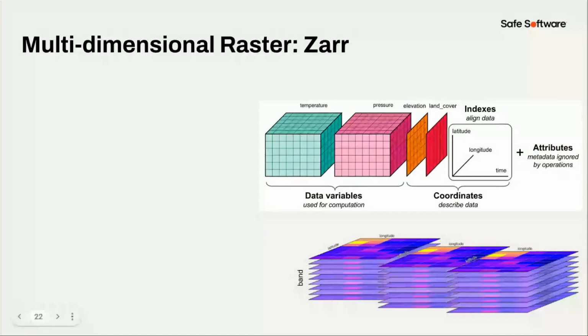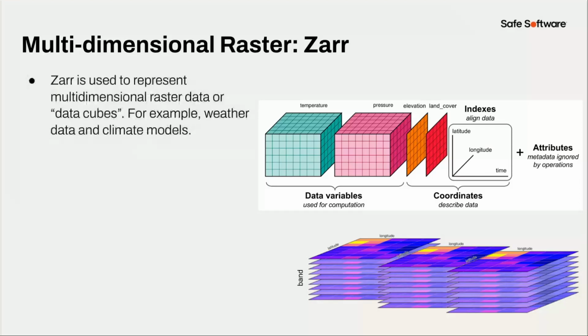And then if you have multi-dimensional rasters, you can use something like ZARR. So multi-dimensional rasters would be something like if you have a data set that has many data variables like climate or ocean data. So in this example here, we've got the data variables, temperature and pressure, and then the coordinates that describe the data: elevation, land cover, and location. So when there's data like that, something that can handle multi-dimensions is a better fit.